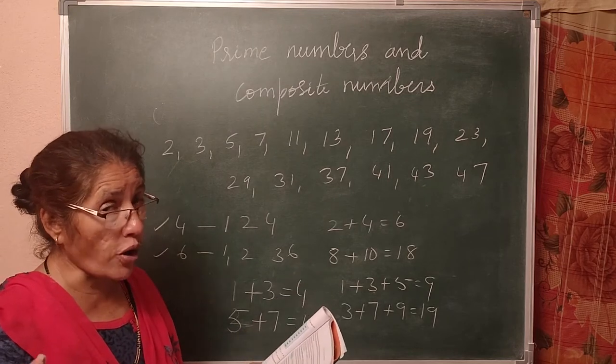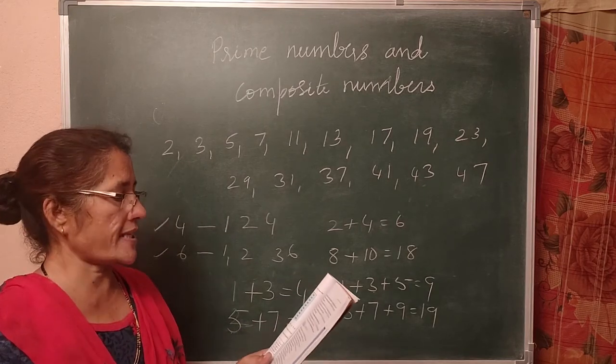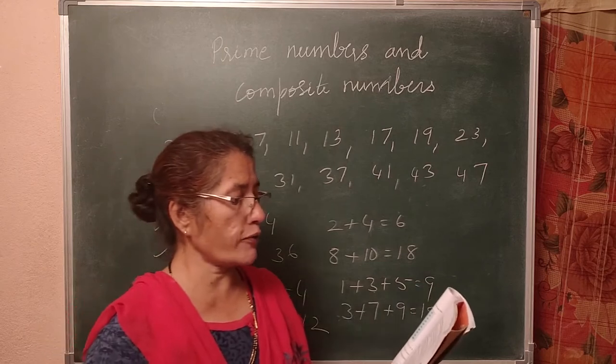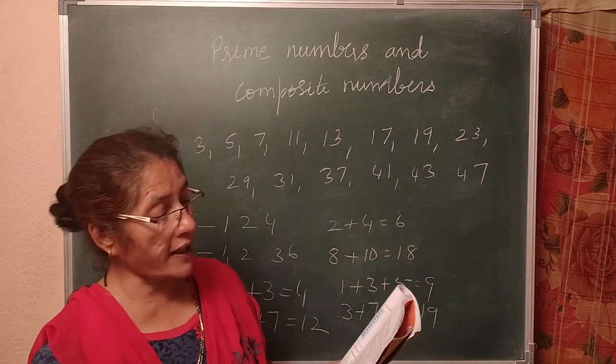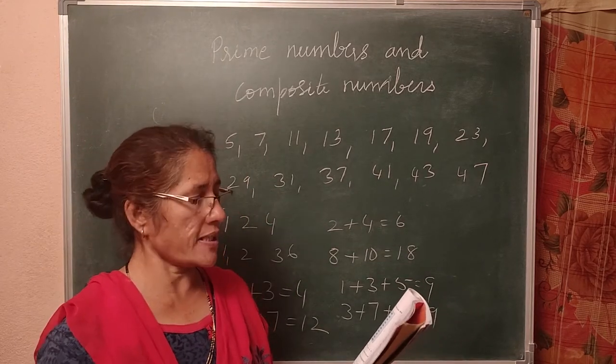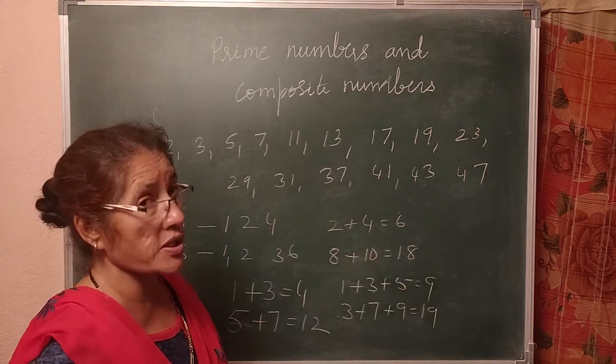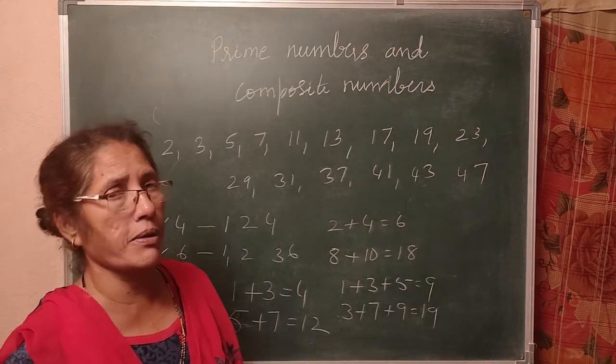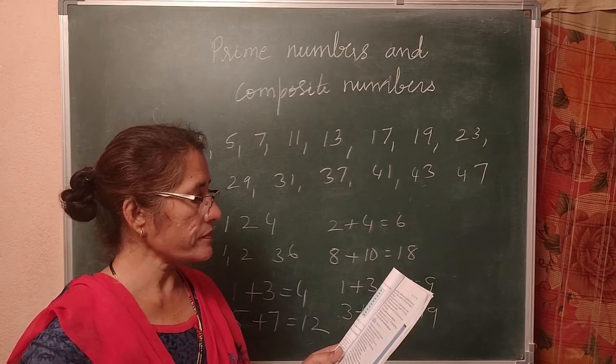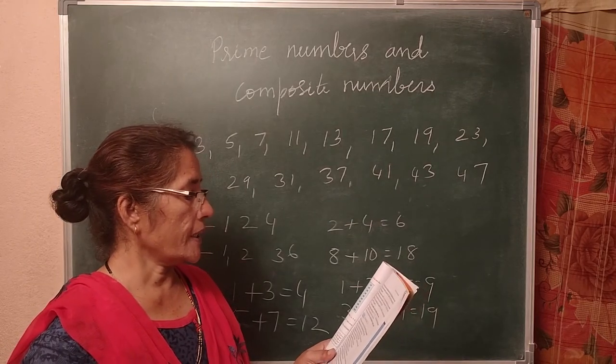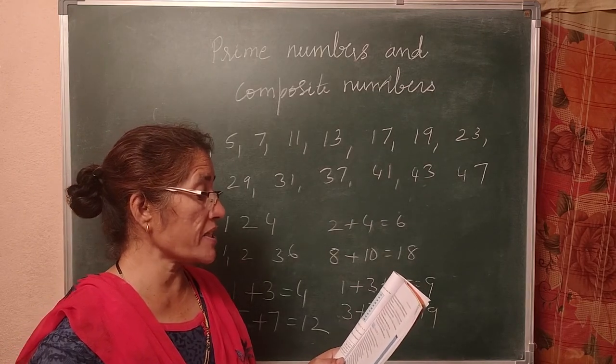Sum of any two odd numbers is even. What is the second question? The sum of two odd numbers and one even number is even. Yes, the sum of two odd numbers is even, plus again an even number is even. Correct.